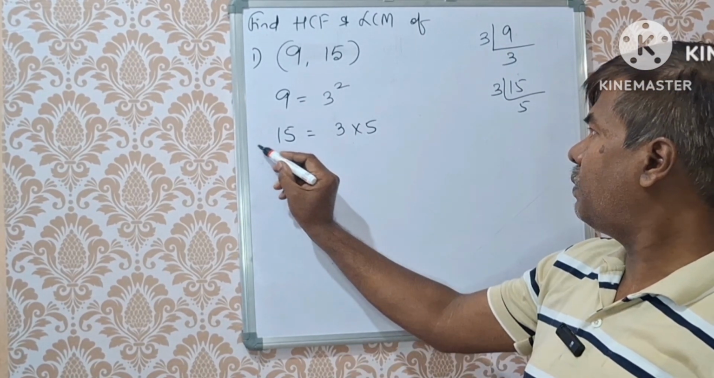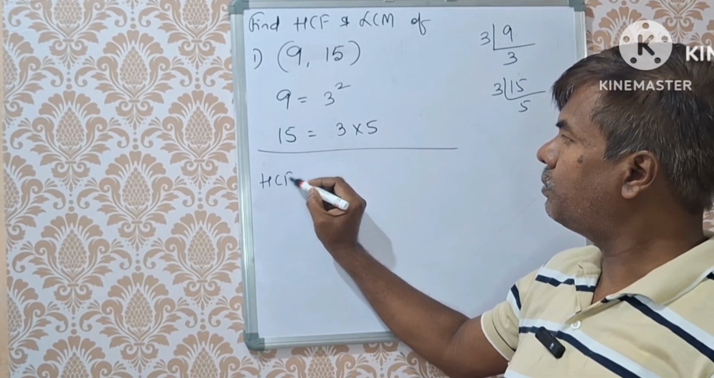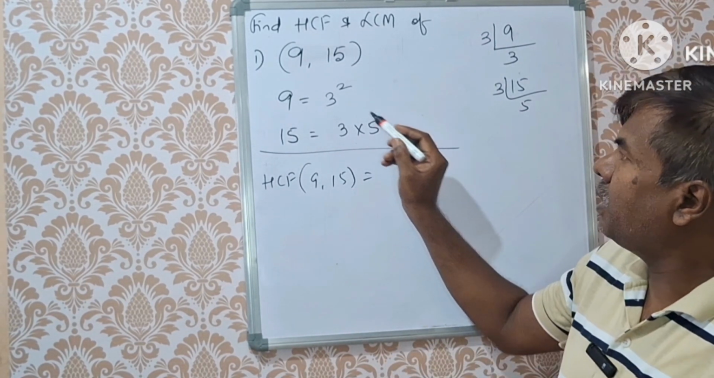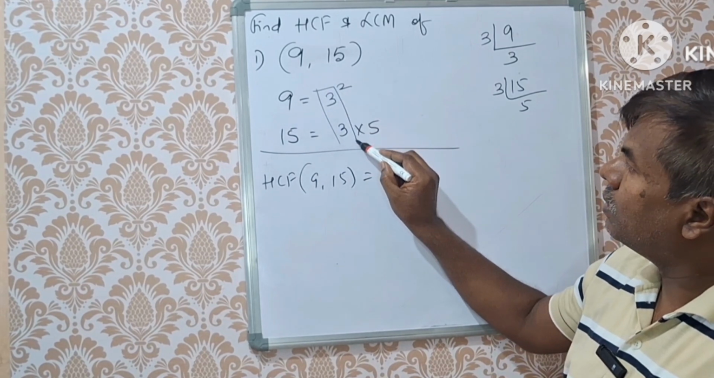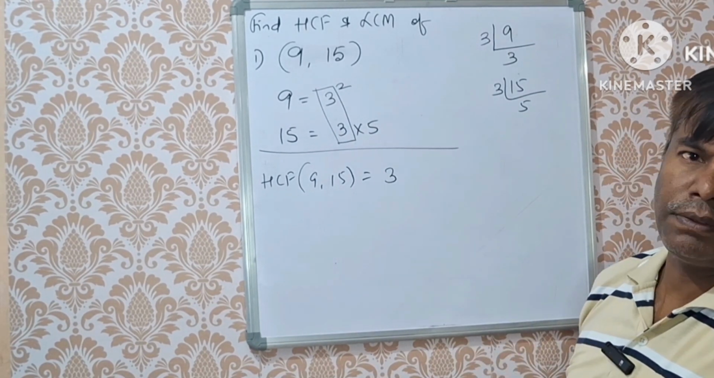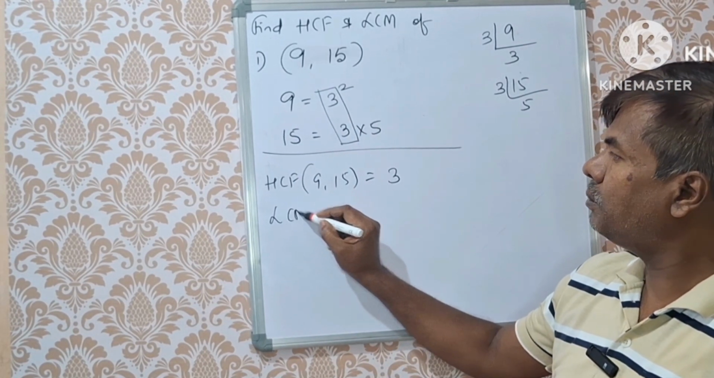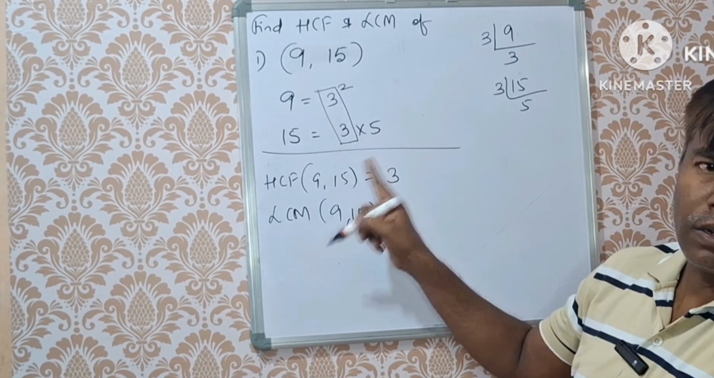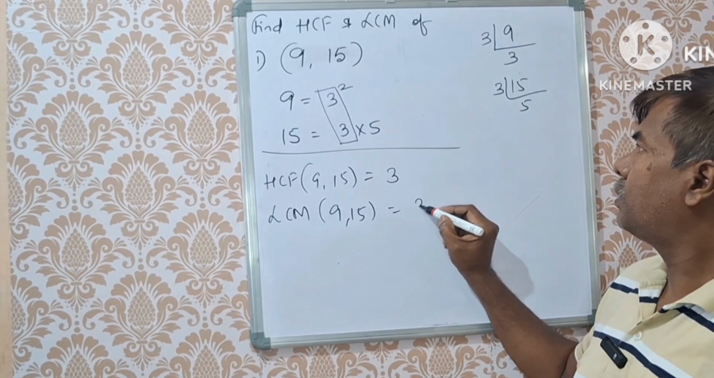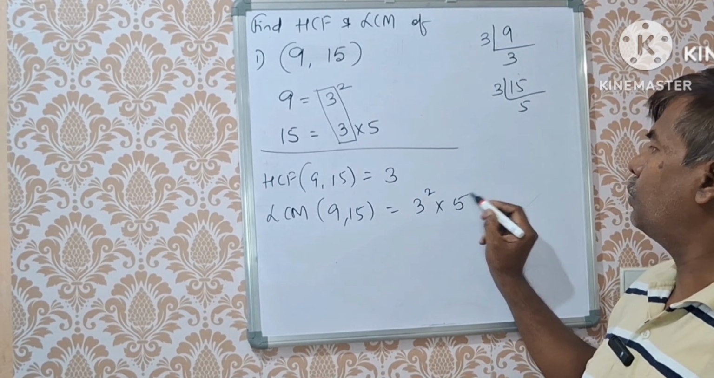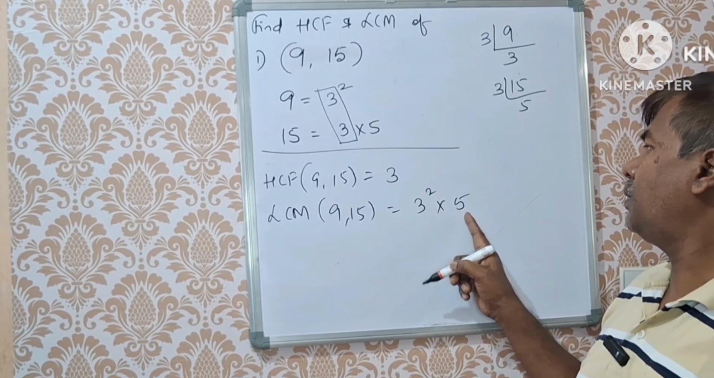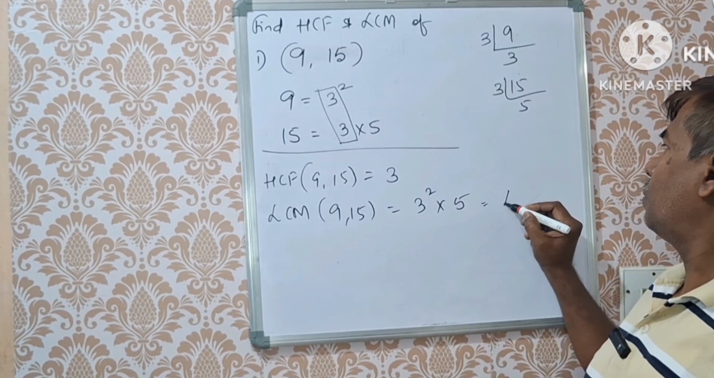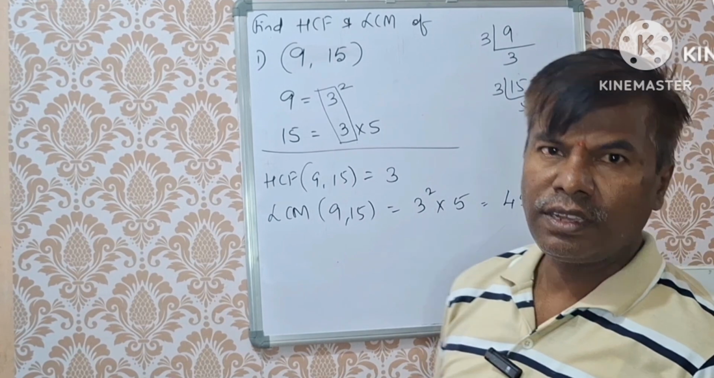So how do you find HCF? The highest common factor of 9 and 15, you take the common things. So 3 is the HCF of the two numbers. How do you find LCM? LCM of 9 and 15, you take all the numbers with greatest power. 3 power 2 and 5. 3 power 2 is 9. 9 times 5 is 45. So 45 is the LCM.